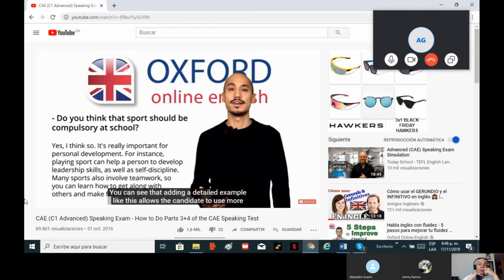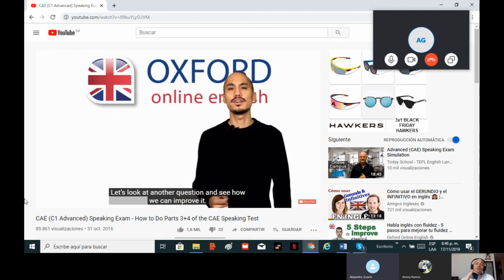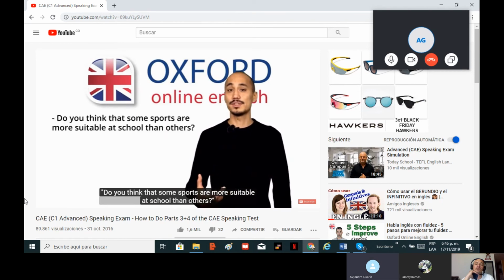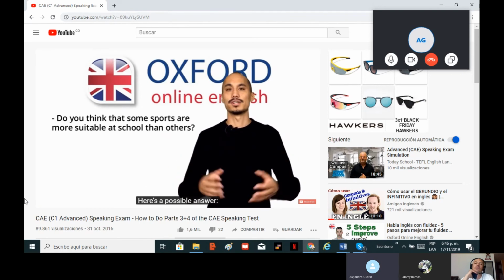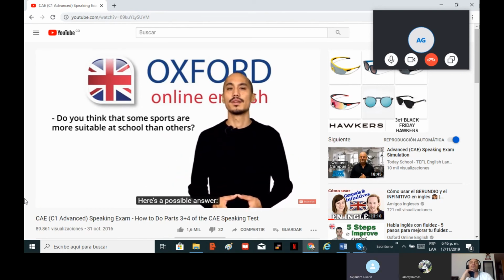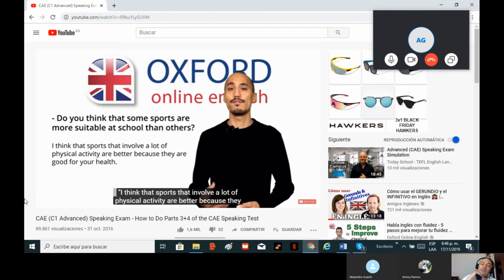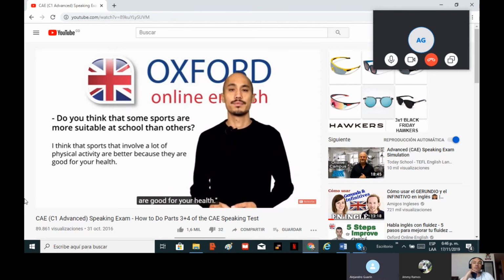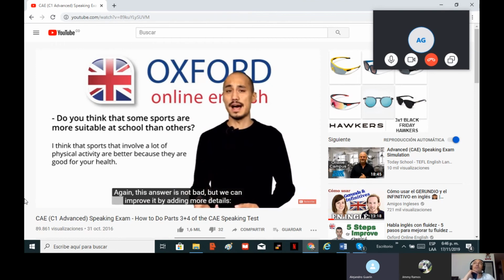You can see that adding a detailed example like this allows the candidate to use more advanced vocabulary like leadership skills or self-discipline. Let's look at another question and see how we can improve it. Do you think that some sports are more suitable at school than others? Here's a possible answer. I think that sports that involve a lot of physical activity are better because they are good for your health. Again, this answer isn't bad. We can improve it by adding more details.